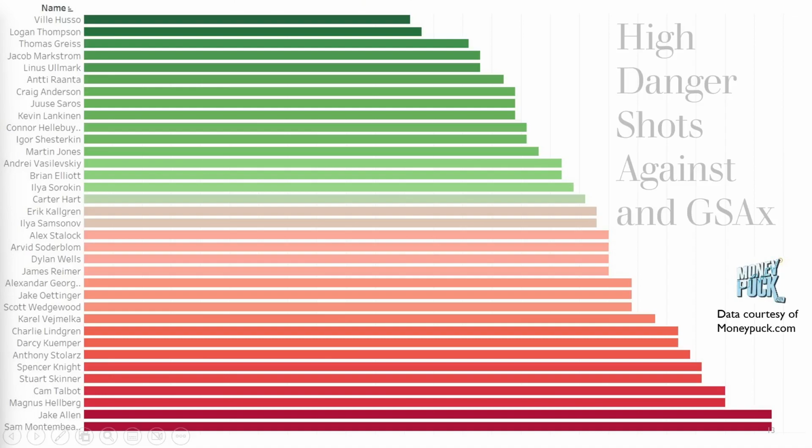And then an interesting thing to note here is Thomas Greiss at number 3, and that indicates that St. Louis isn't giving up a ton of high danger chances, and they aren't. They're only giving up 66 on the year. They're 5th best in the league at suppressing high danger chances. But Jordan Binnington has a negative 2.03 high danger goal differential and a negative 3.36 goals saved below expected, indicating that he's not playing well enough.